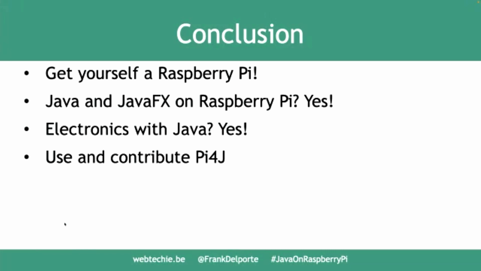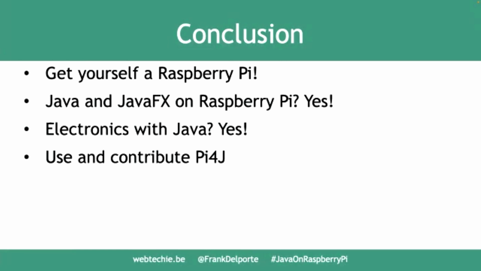So what I wanted to show you today is that Java and JavaFX on the Raspberry Pi are really possible. Yes, they run, they are really performant. You can build really beautiful user interfaces with Raspberry Pi. You can really build powerful server-like applications where you collect data, send data, handle data, and you can combine it with electronics thanks to the Pi4J library.